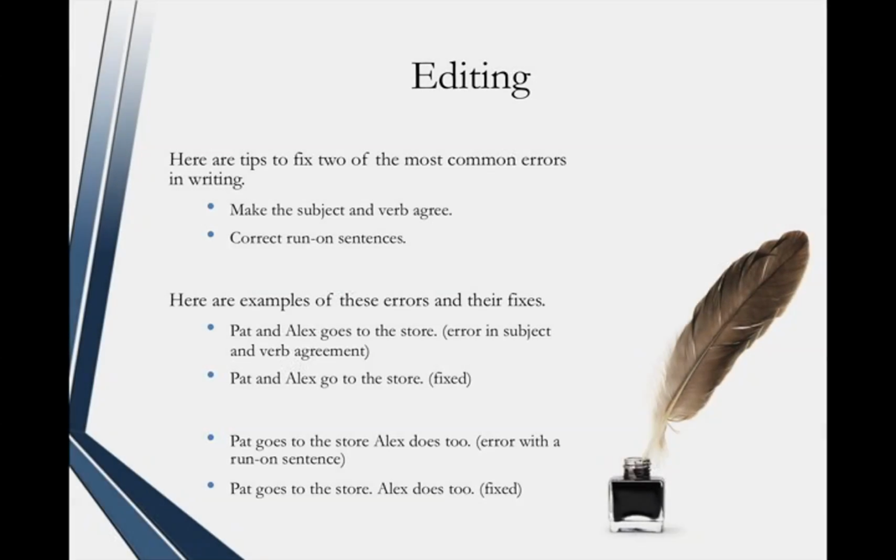Here are tips to fix two of the most common errors in writing. Make the subject and verb agree. Correct run-on sentences. Here are examples of these errors and their fixes. "Pat and Alex goes to the store." There's an error in the subject and verb agreement. "Pat and Alex go to the store." That one is fixed. "Pat goes to the store, Alex does too." Error with a run-on sentence. "Pat goes to the store. Alex does too." That fixes that run-on sentence.